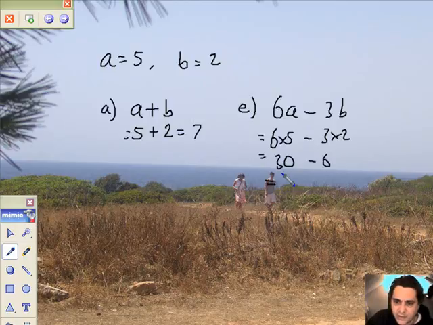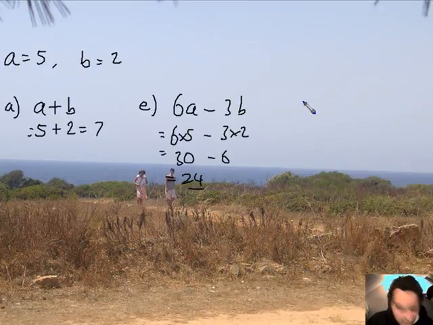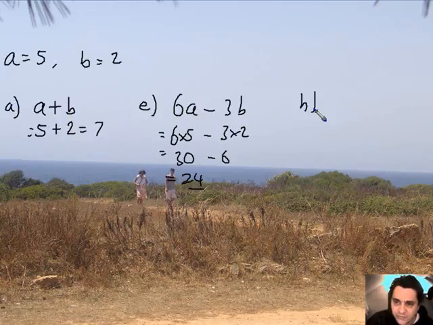Then it says take it away. 30 take away 6. I've got 24. So this expression 6A minus 3B is worth 24 when A is worth 5 and B is worth 2. That's E done. I want to show you H. Looks frightening, it's so not.